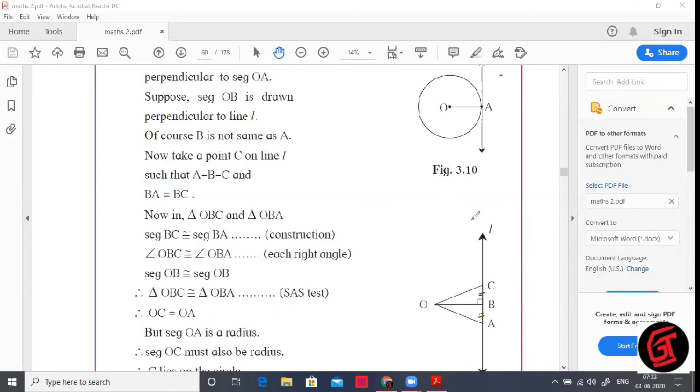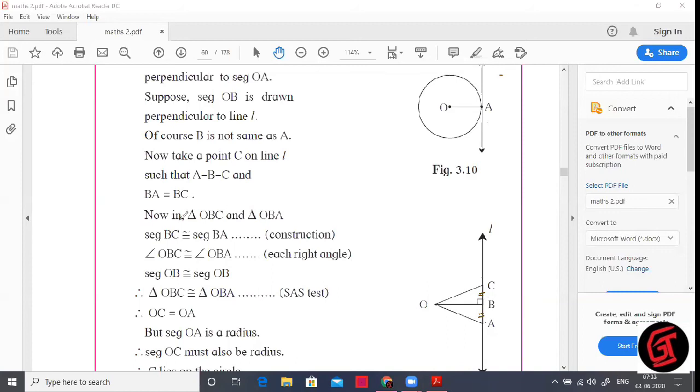I repeat once again. We have to prove that OA is perpendicular to line L. But we are proving that suppose it is not perpendicular. Assuming it is not perpendicular, we'll have OB, something else, obviously perpendicular. If OB is drawn here, then OA we have to draw far, and A will not be perpendicular. B and A cannot be the same point. So we draw A a little far from B, and whatever distance is here, we take another point C here.